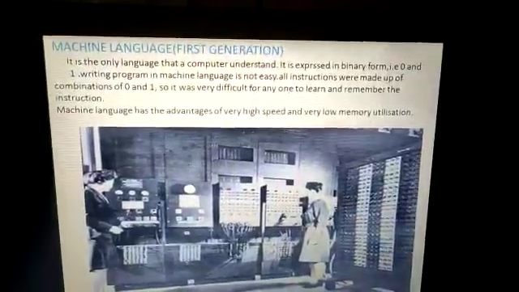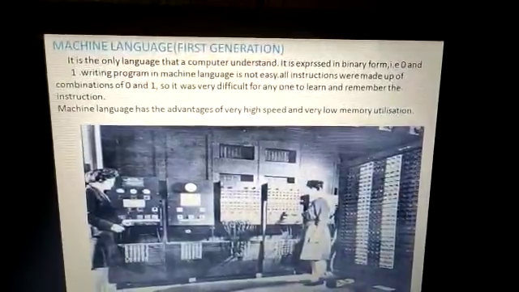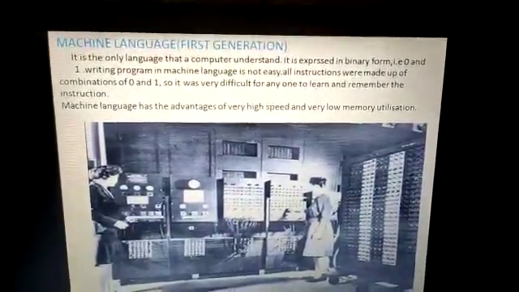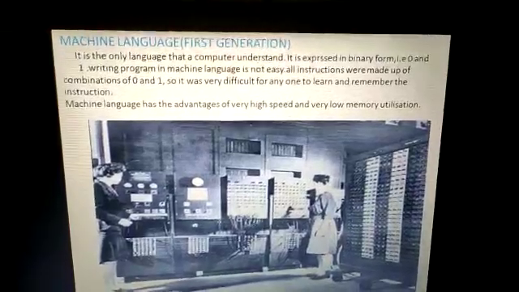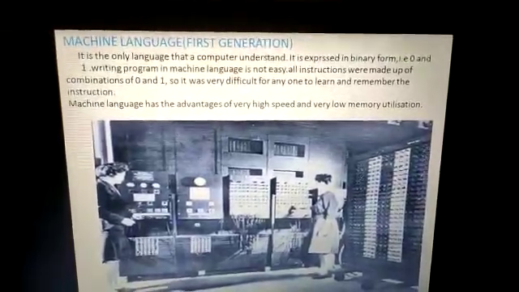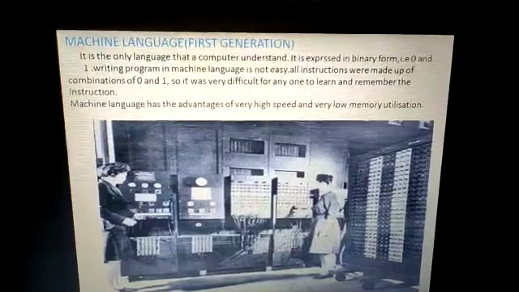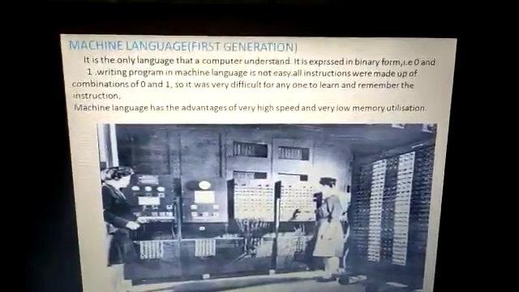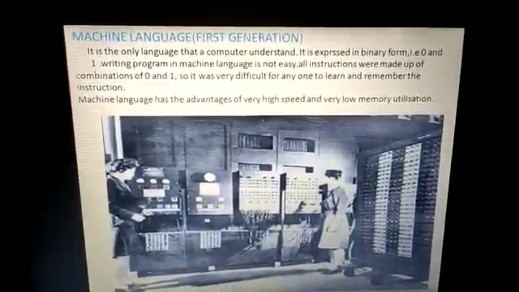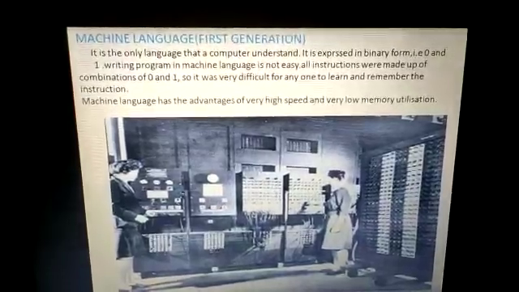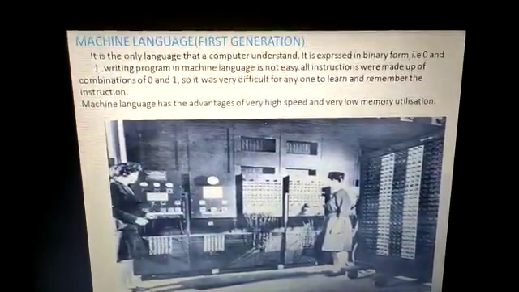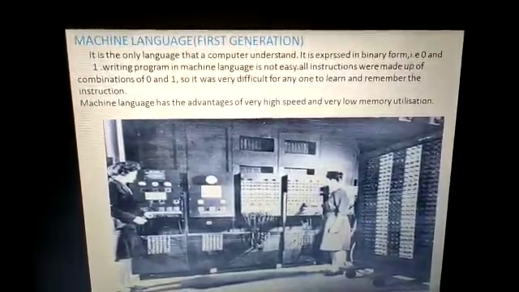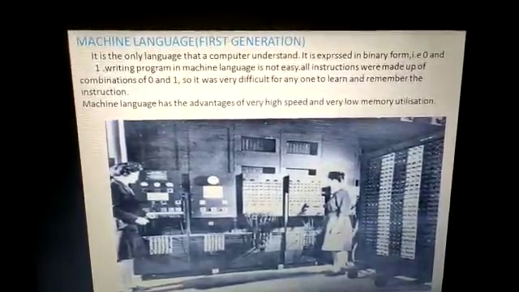First generation, which was based on machine language. It is the only language that a computer understands. As I have discussed, a computer understands only binary digits, that is 0 and 1, and that binary digit language is called machine language. That machine language was very difficult for anyone to learn and remember. So it was difficult to give instructions in the first generation of computers.